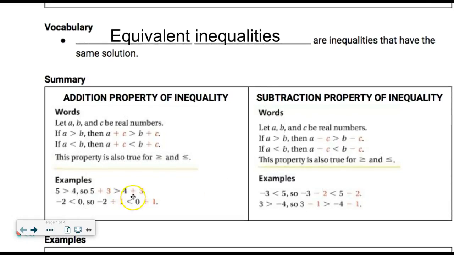For example, adding 3 to both sides, if I have 5 greater than 4 and I add 3 to both sides, 8 is still greater than 7, so it's not going to change anything. Likewise, subtracting, if I have 3 greater than negative 4, and subtract 1 from both sides, 2 is still going to be greater than negative 5. That's the main idea behind the property. If one side is greater before adding or subtracting, it's still going to be greater afterwards. If it's less, it's still going to be less afterwards.